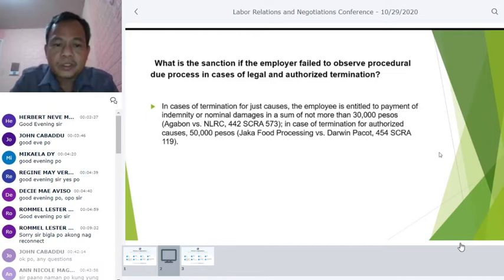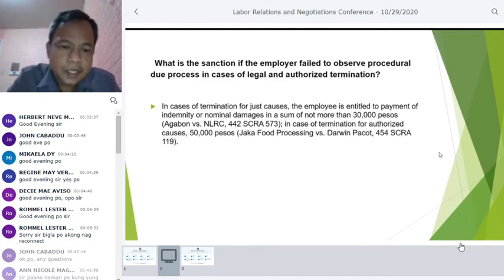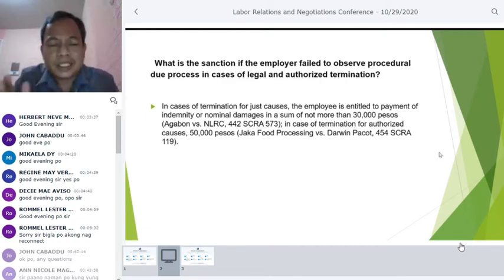Kabilang banda, if the ground for termination is authorized causes naman at hindi dumaan sa procedural due process, maaaring patawan ng danyos sa halagang 50,000 pesos si employer. What does that mean? Merong financial consequence kapag walang due process. Therefore, dapat sabihin kay employer, there should be process po. Dapat dumaan po tayo sa tamang proseso. Otherwise, tayo ang magsa-suffer ng brunt ng korte.